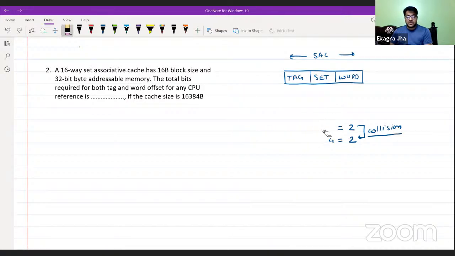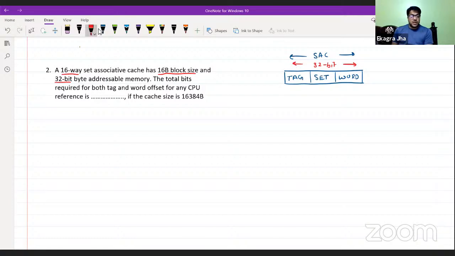Let me get back to this question. About this question, what data is actually given here is a 16-way set associative cache. 16 bytes is the block size. 32-bit byte addressable memory. Hence, the memory address format is actually 32 bits. So let's write it down in here. This particular format is actually 32 bits long.